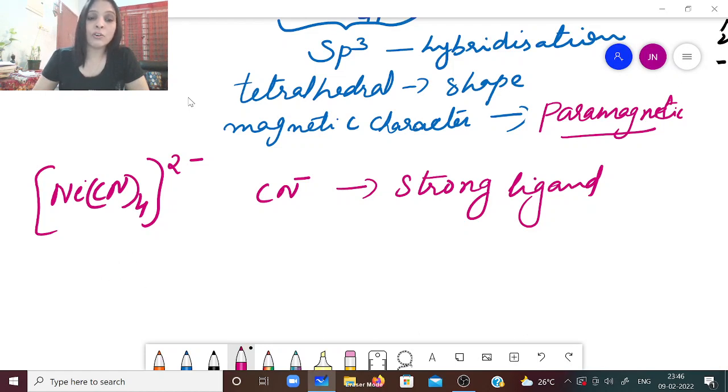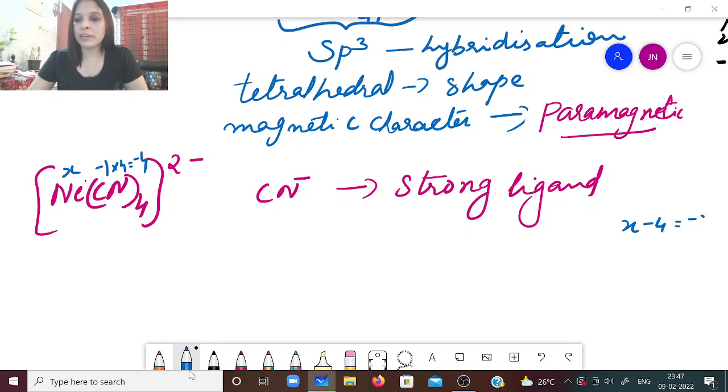So again we will write nickel. We have to find out the oxidation number. We know that CN is CN minus, so you can write minus 1 into 4 is equal to minus 4. If nickel is x, then x minus 4 is equal to minus 2, that is the total charge. And x is equal to minus 2 plus 4, which is plus 2. So here also nickel's oxidation state is plus 2.